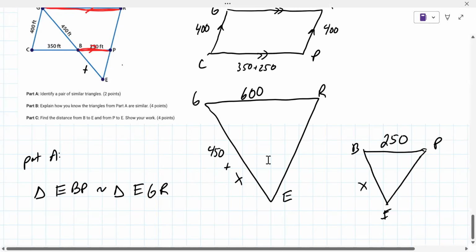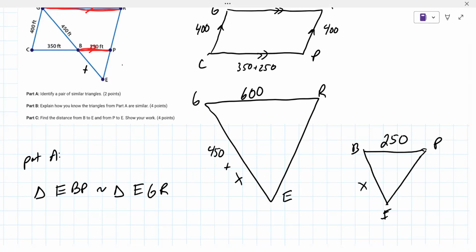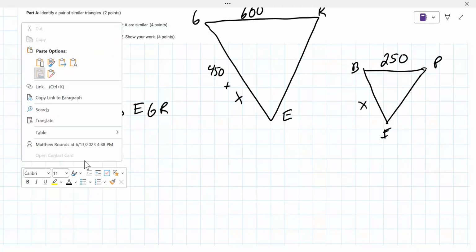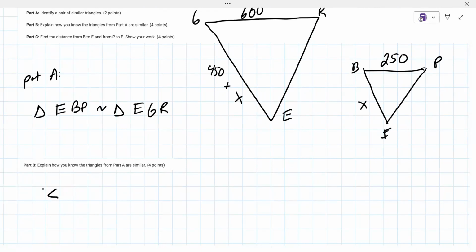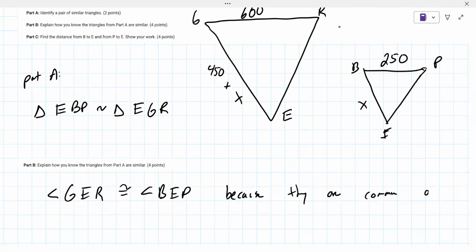Now we have to explain how we know, and I guess we could do a proof again, but maybe we do it a little differently. Maybe we'll do it more in words, like a paragraph proof. So we can say that angle GER, G to E to R, is congruent to angle BEP because they are common angles. Okay.